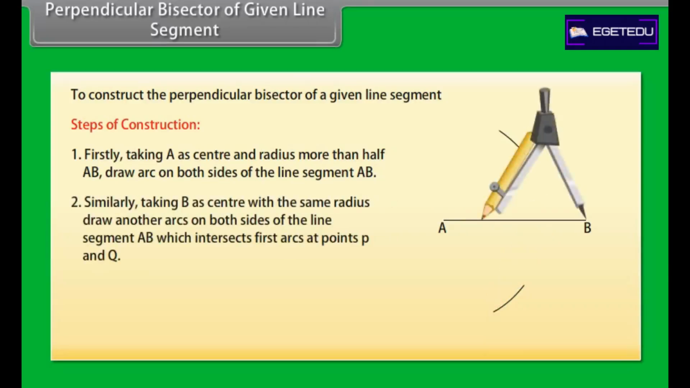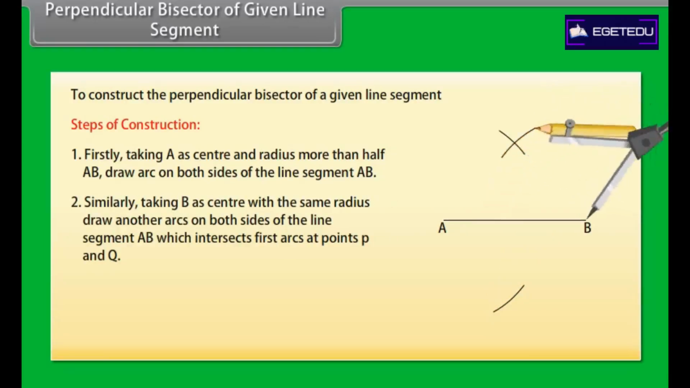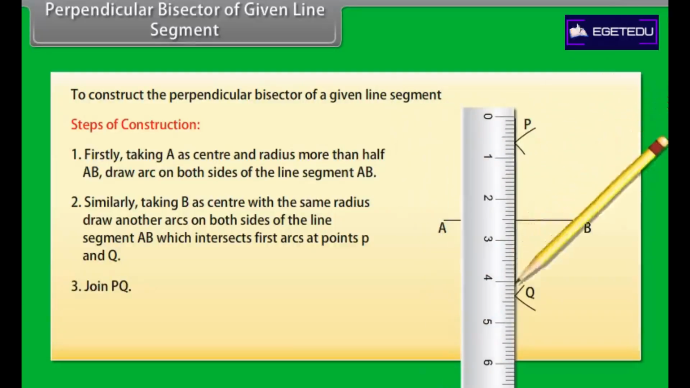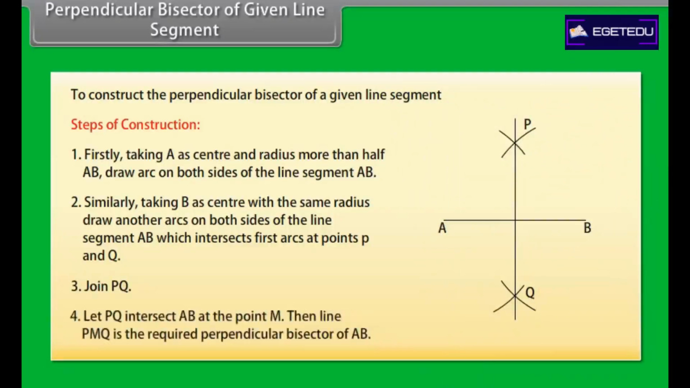Similarly, taking B as center and with the same radius, draw another arcs on both sides of the line segment AB, which intersects first arcs at point P and Q. Now join PQ. Let PQ intersect AB at the point M. Then, line PMQ is the required perpendicular bisector of AB.